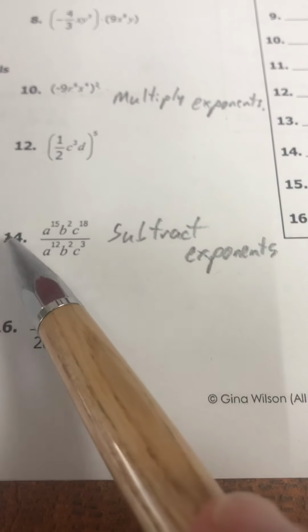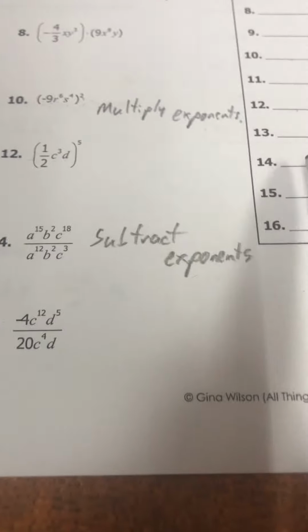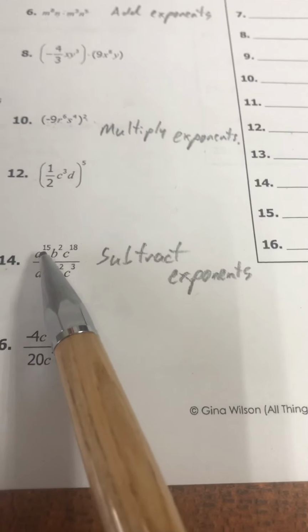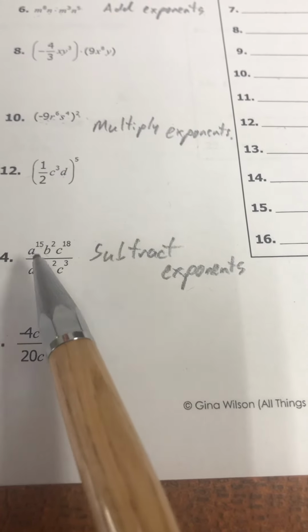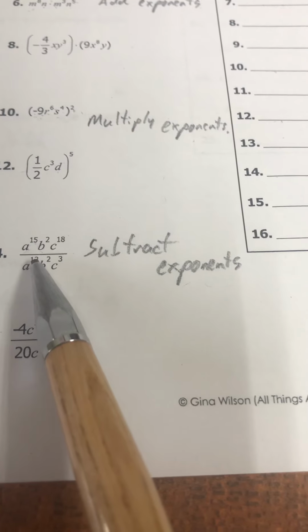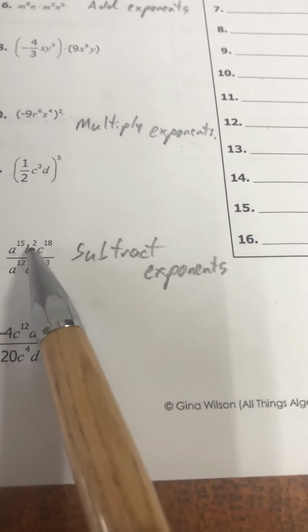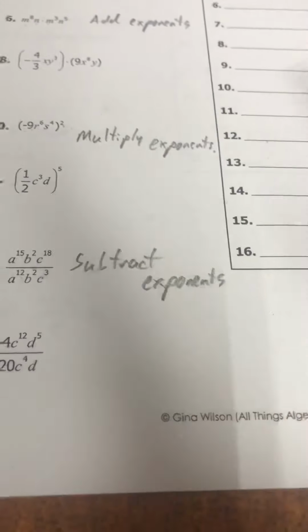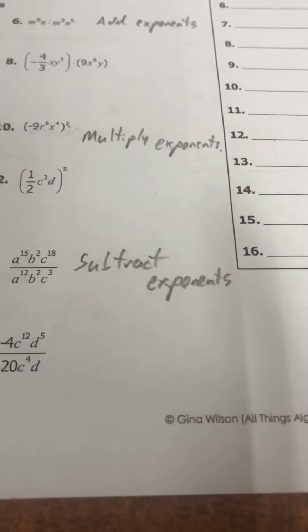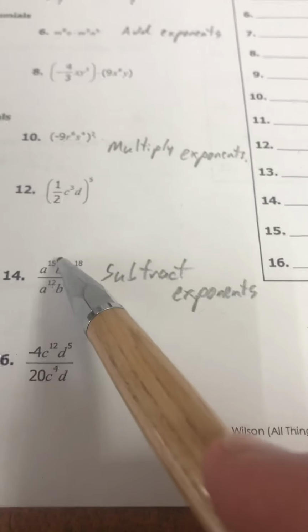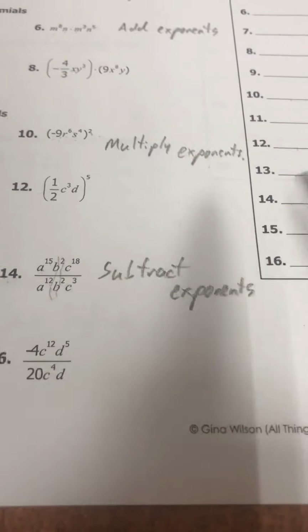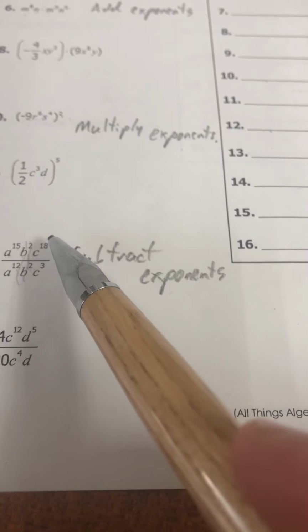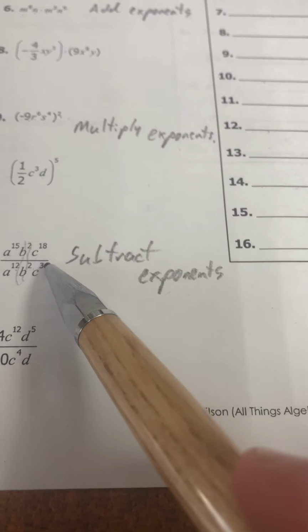Okay, over here in 14, you're going to write a, b, and c on your answer document. Now, your new a is going to be 15 minus 12. Put your new exponent. Your new b exponent is going to be 2 minus 2, so get rid of the b, because it just cancels out. It would be 0 power. They cancel each other out. So you can get rid of the b. And then with your c, your new exponent is 18 minus 3.